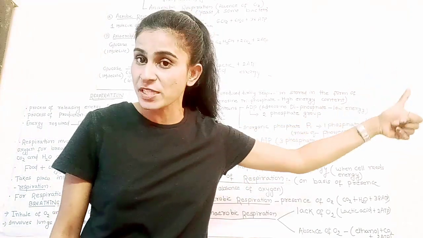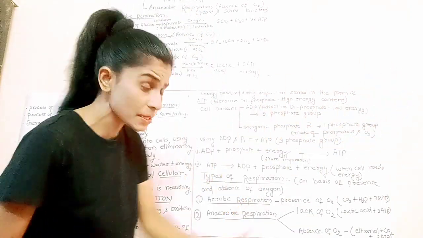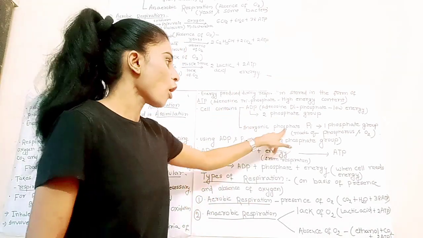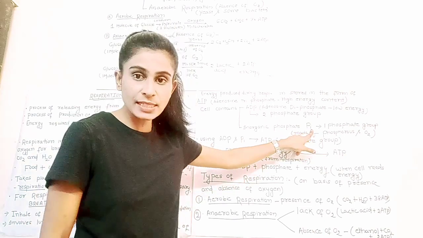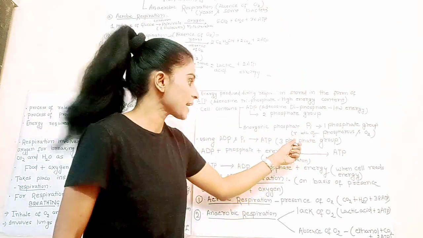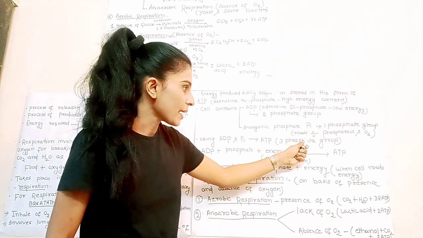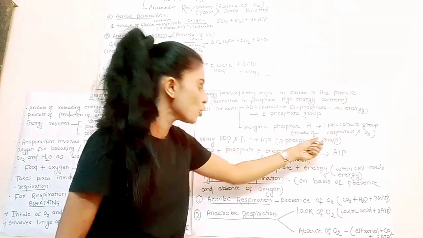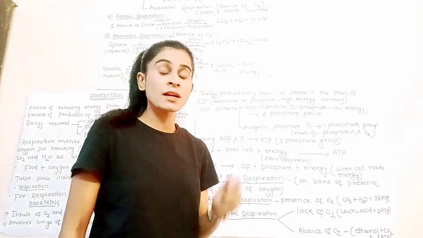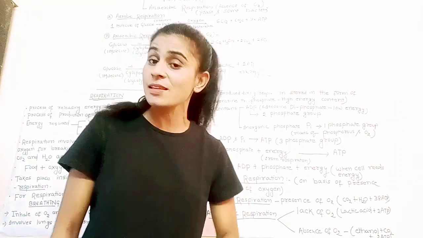The first substance present in the cell is ADP, and the second important substance present in the cell is inorganic phosphate. It is inorganic phosphate, guys. We can write it as Pi, where P denotes the phosphate group and i is inorganic. So how many components or substances are present in the cell?